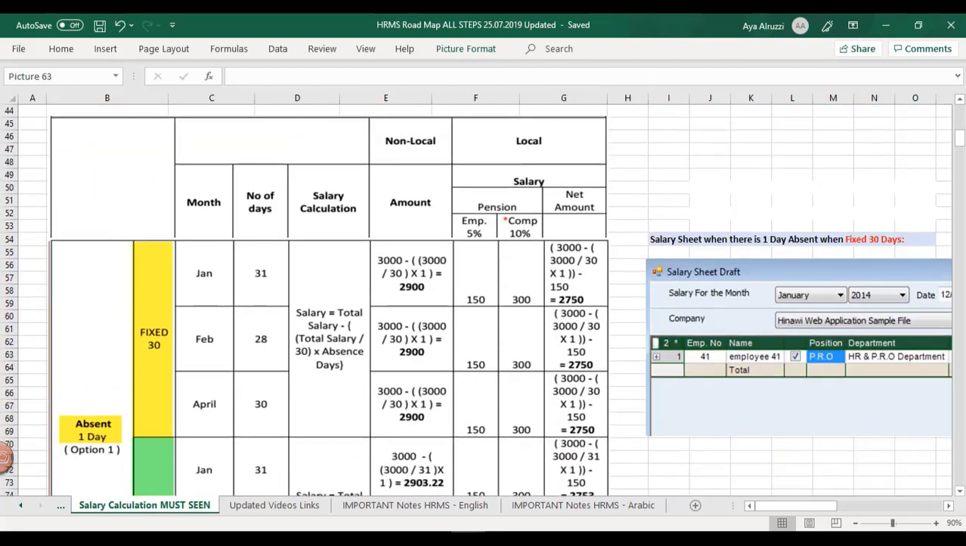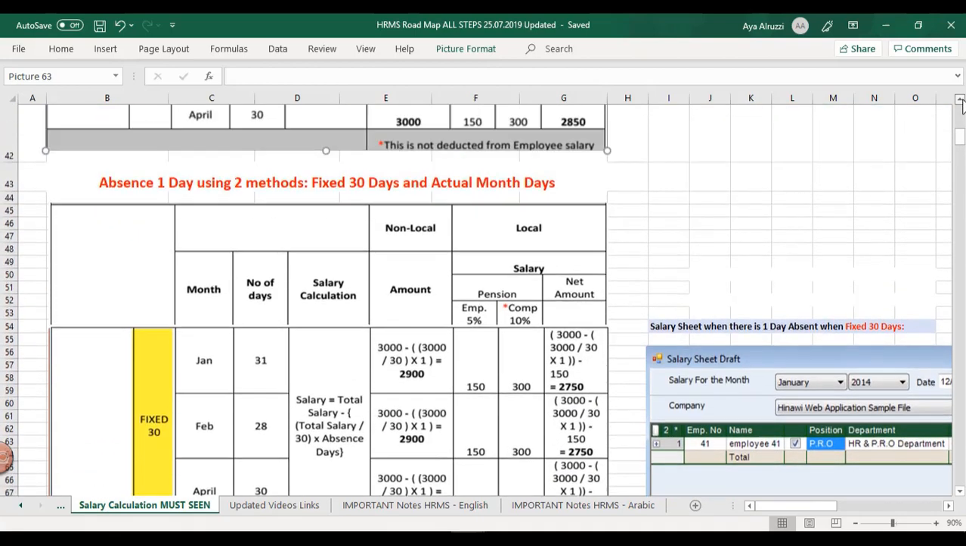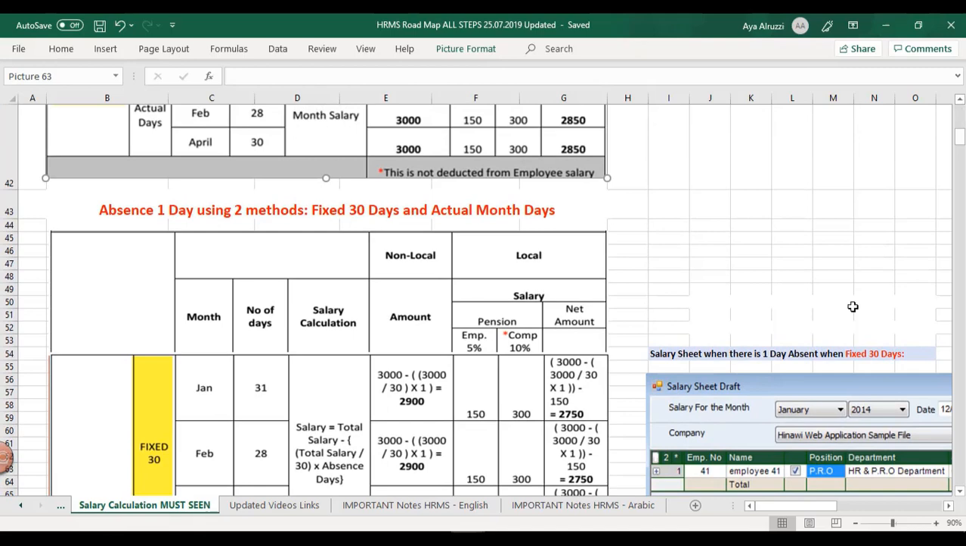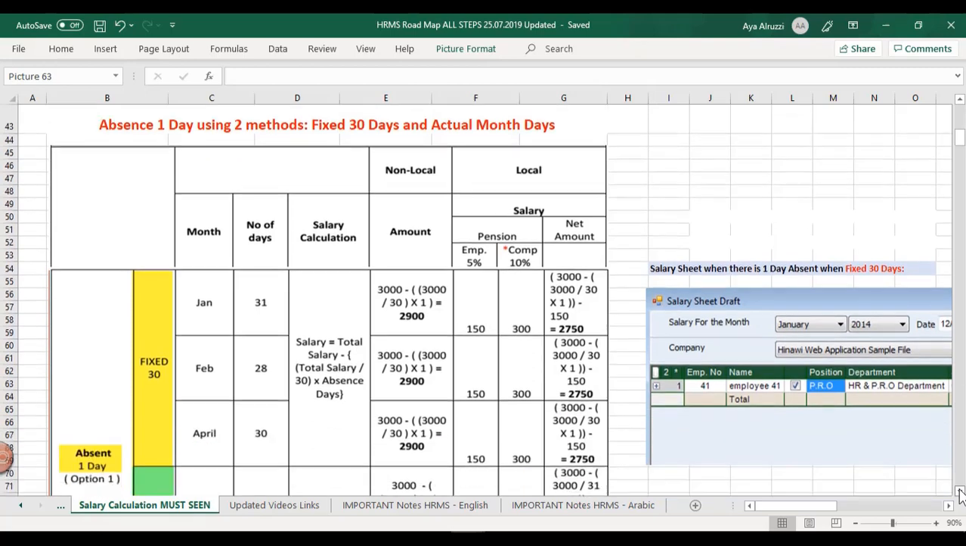Now let's see a slightly harder example. It's not hard, but it needs more focus than the first simple scenario, because now it will start being different between fixed 30 days and actual month days. Based on this scenario, as we can see here, there was only one day of absence for the same salary. Let's see how this affects the two different methods of fixed 30 days and actual month days.